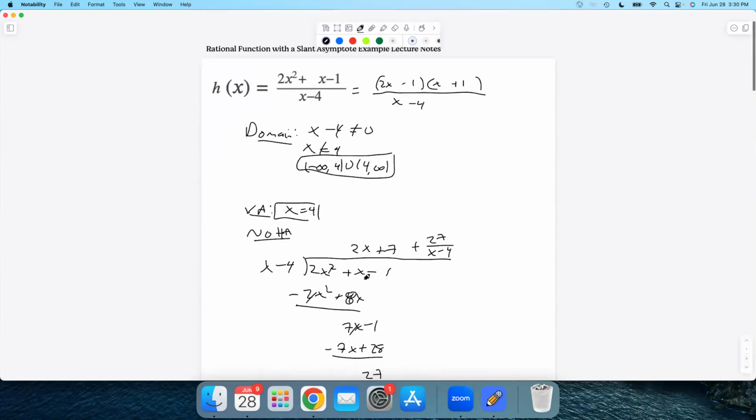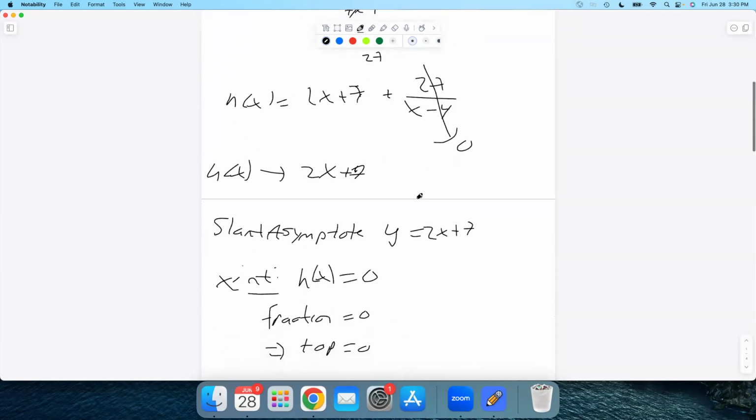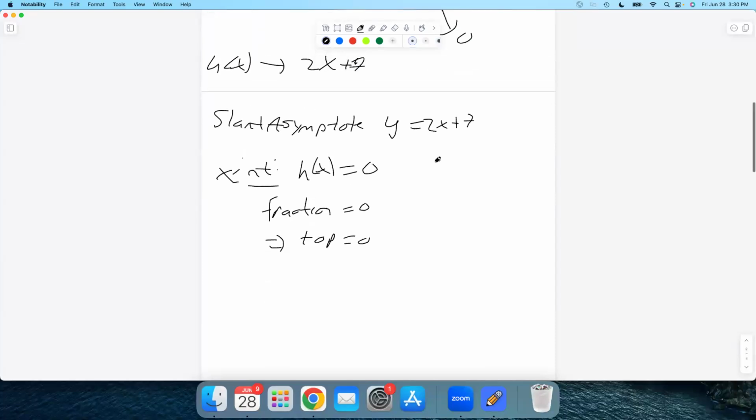So we're going to set the top equal to 0. It's a good thing we've already factored that. So we get (2x - 1)(x + 1) = 0. So we get 2 x-intercepts. One will be at 1/2 and one at -1.